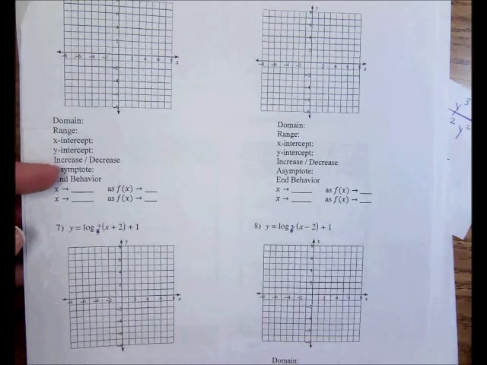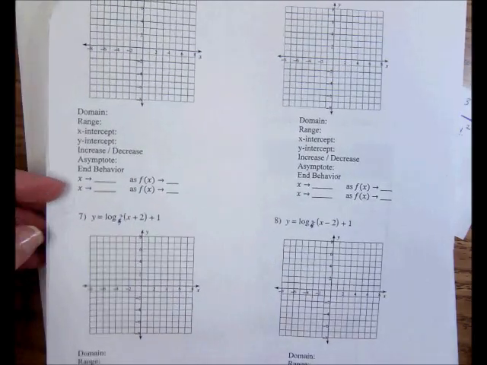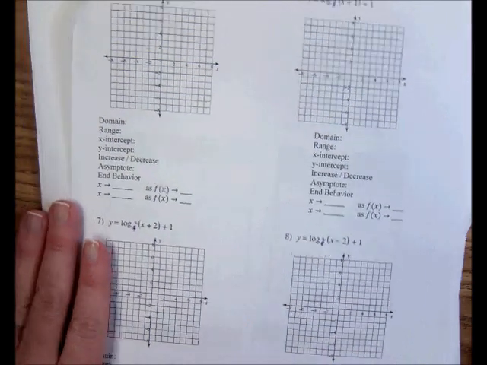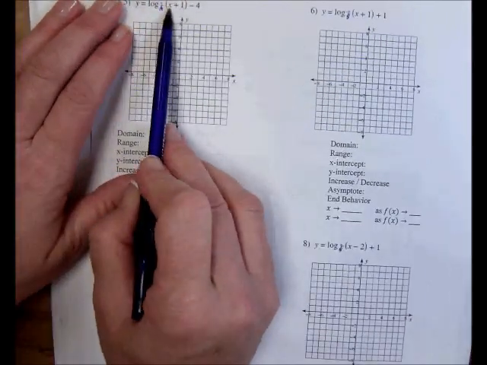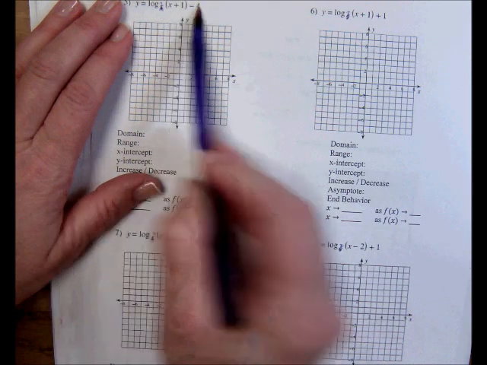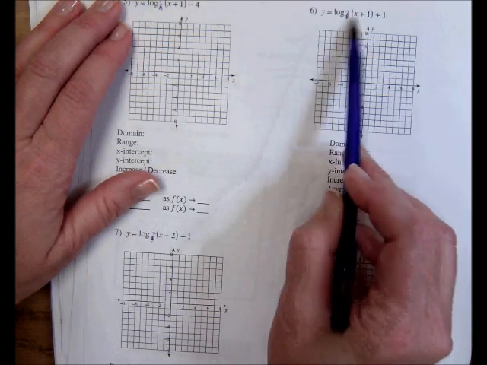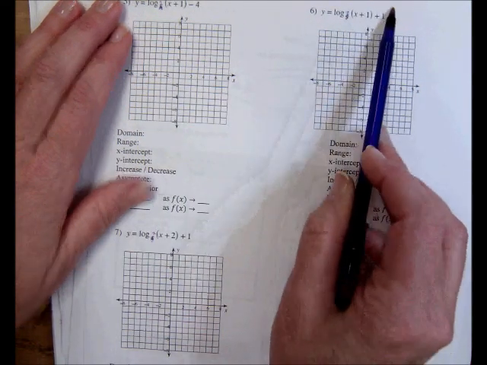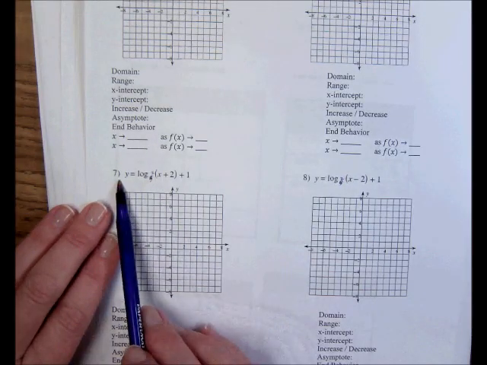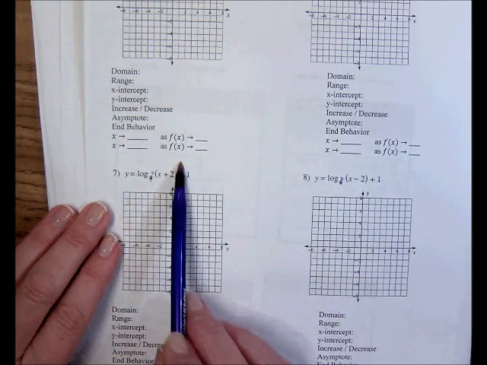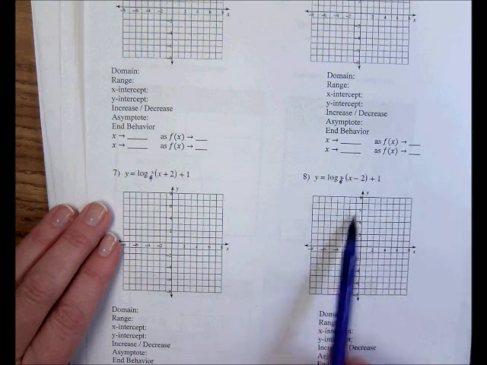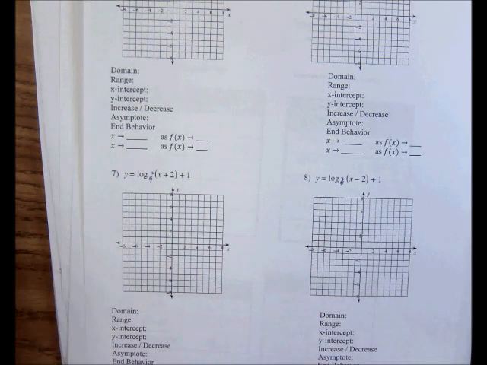So that kind of covers graphing. It's pretty straightforward. Make your table, do your graph, look at the parent function, see the shifts that are going on. If you look at number 5, it's going to be shifted to the left 1, down 4. If you look at number 6, it's going to be shifted to the left 1, up 1. Here, 7 is shifted to the left 2, up 1, and 8 is shifted down 2, up 1. Hopefully that'll help you with graphing logarithms.